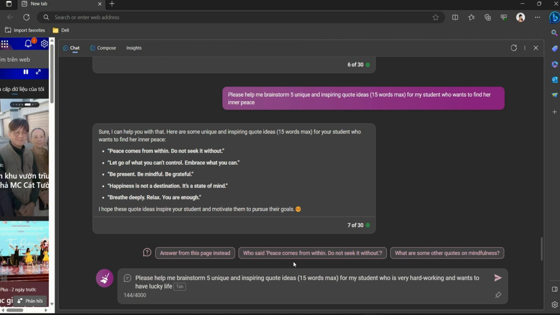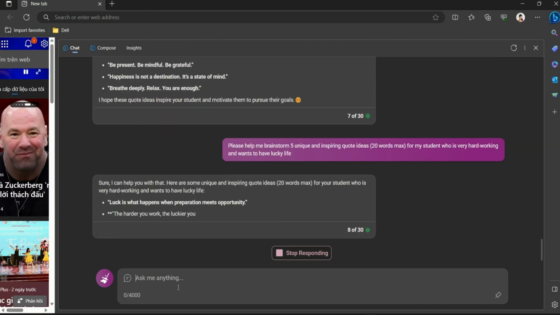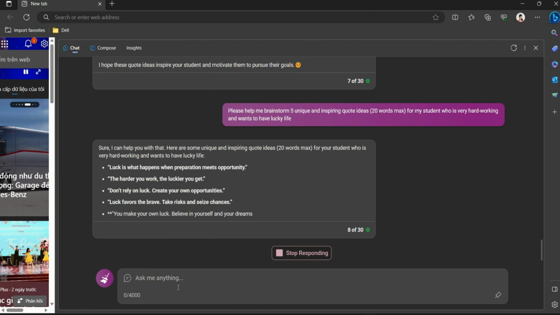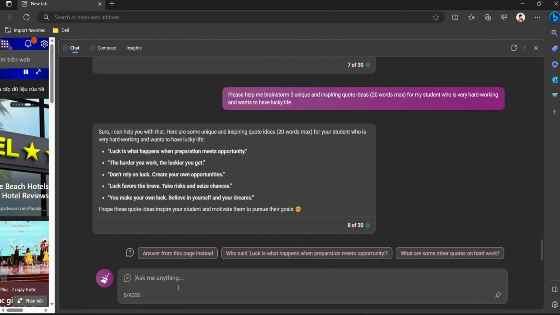So the prompt is: lucky life quotes for my student who is very hardworking and wants to have a lucky life. And here I'm going to extend it to 20 words max. Okay, and let's see what it comes up with. Luck is what happens when preparation meets opportunity. The harder you work, the luckier you get. Don't rely on luck, create your own opportunities. Luck favors the brave, take risks and seize chances. You make your own luck, believe in yourself and your dreams. All these are so very nice.